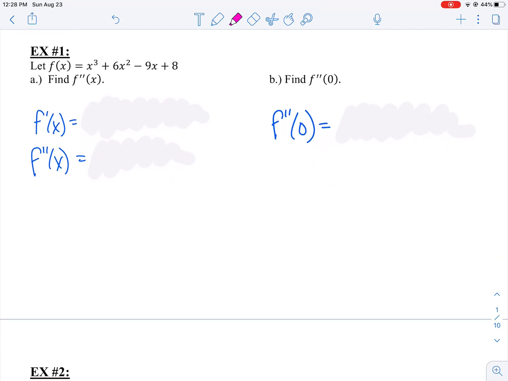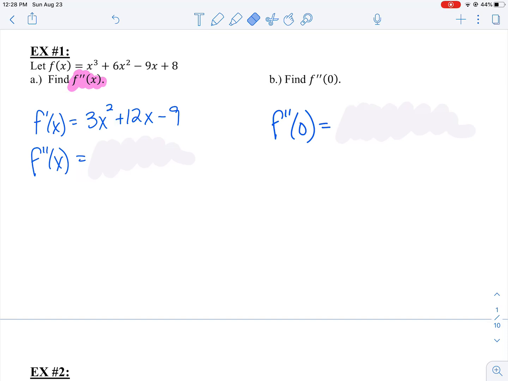So let's do a few examples where we're finding higher order derivatives. In example number 1, it gives us f of x as x cubed plus 6x squared minus 9x plus 8. And it asks us to find the second derivative. Now, obviously, before we find the second derivative, we have to find the first derivative. So what would the first derivative be of f? Again, with proper notation, hopefully you've labeled it just like I have, you should get that the first derivative is 3x squared plus 12x minus 9.